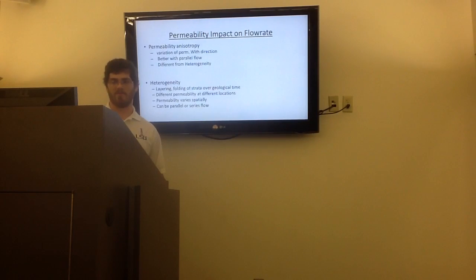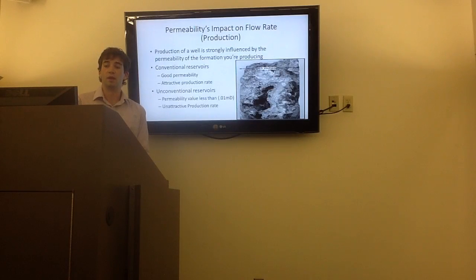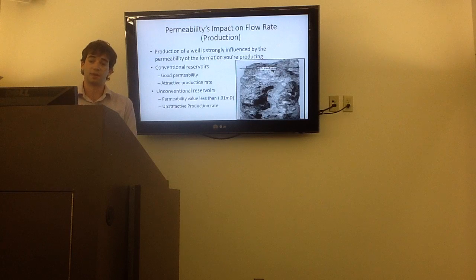and it's a good parallel or series flow. The productivity of a well is strongly influenced by the permeability of the formation that you're producing from. Conventional reservoirs, on average, have good permeability and an attractive production rate. Unconventional reservoirs, such as shale fracking, have typically low permeability values, slightly less than 0.01 millidarcies, and generally unproductive production rates.